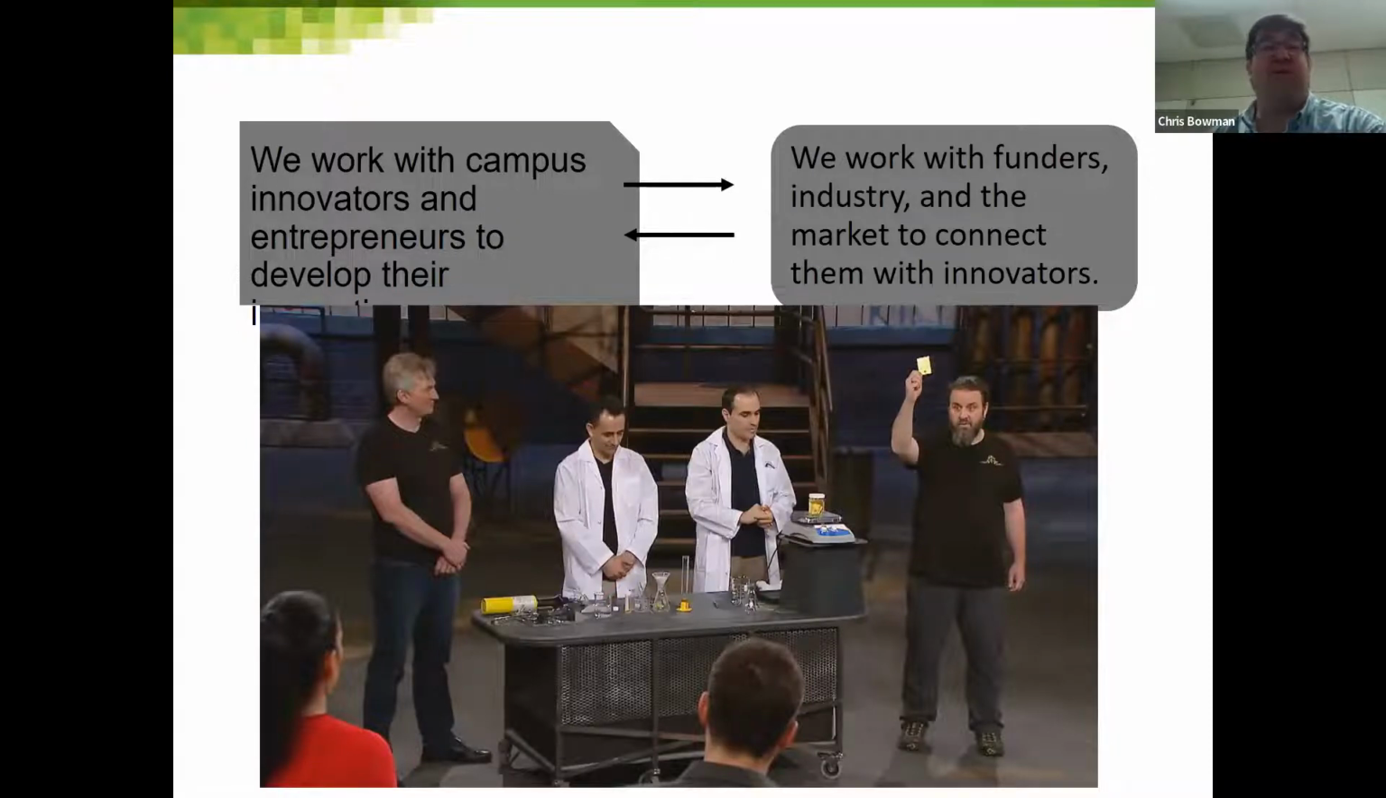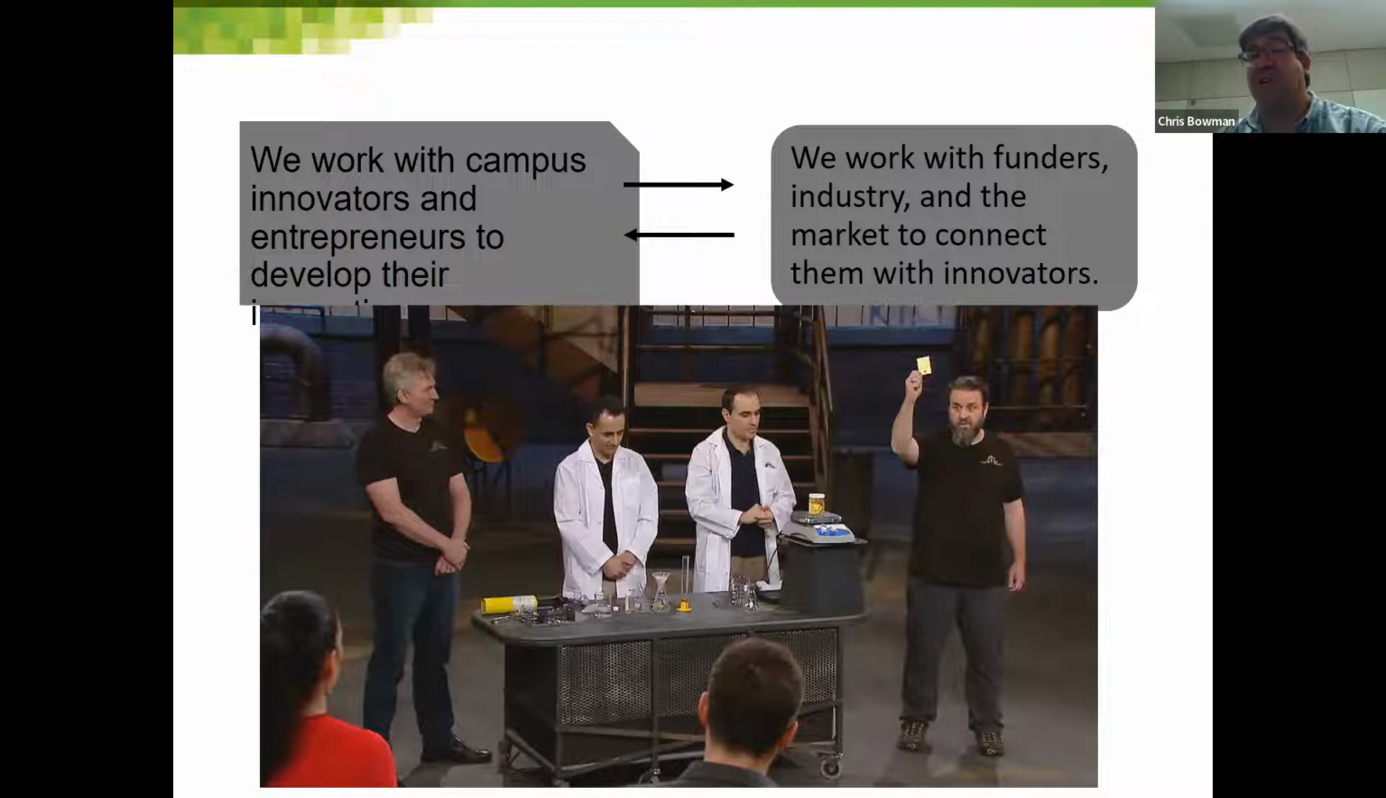So we would like to partner with people whose core business is to build the antennas or to design the code to do whatever, and then transfer the ideas, the intellectual property from the university to those people, and let them take it to market so it can have a big impact. That's the goal, is to have an impact and change the way people do things. So we work with campus entrepreneurs, innovators, to develop their ideas and potentially get them to a point to transfer them to industry. And we work with funders, industry, and the market, and connect them with innovators.